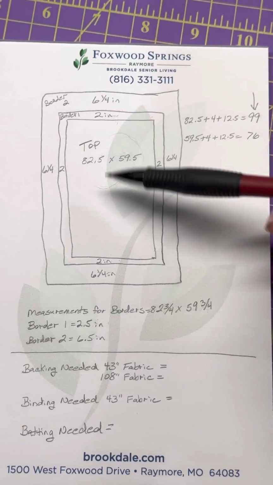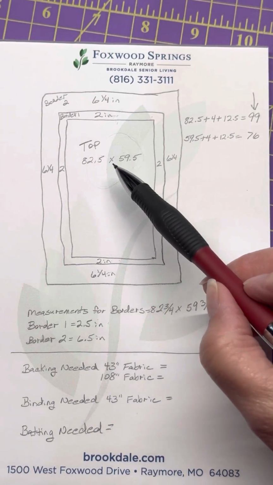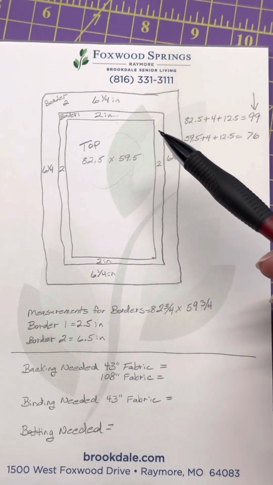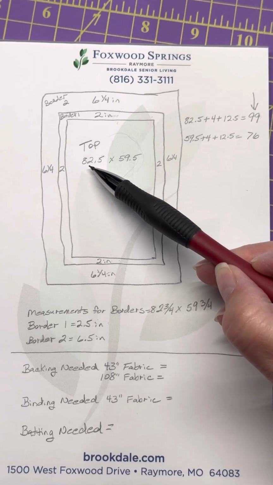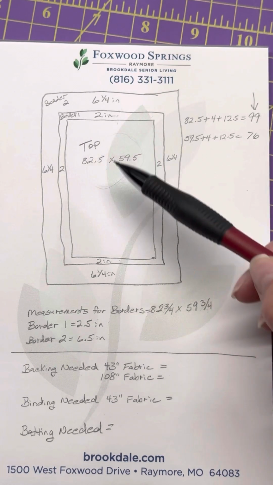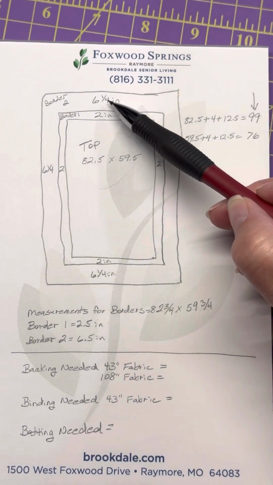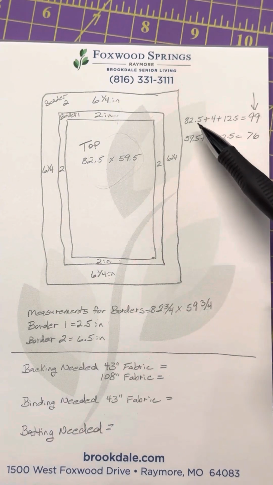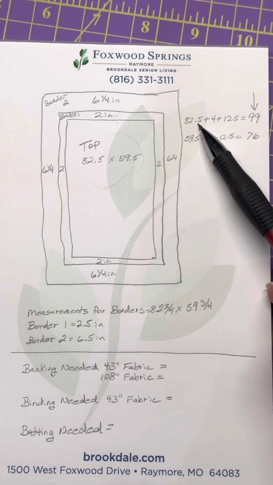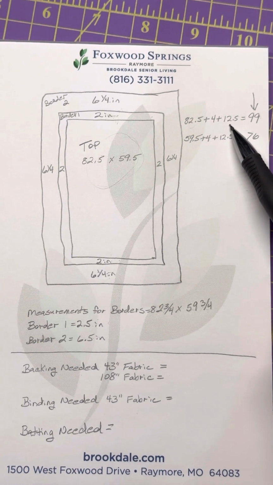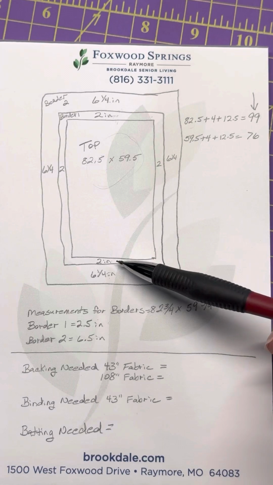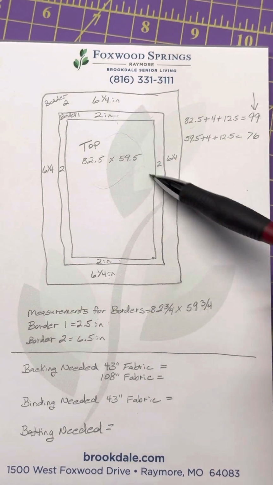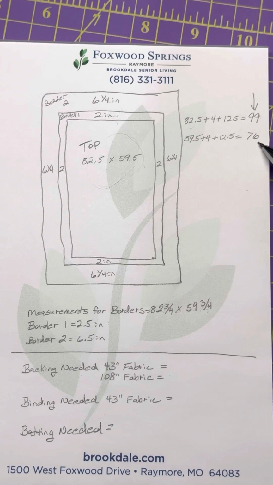Okay, so now that we have those numbers down, I need to figure out how big my quilt is. I can go measure it, and I did, but I wanted to make sure that my math worked, right? So I had 82.5 plus 2 and 2 plus 6 1/4 and 6 1/4. So here's the math: 82.5 plus 4 plus 12.5 is 99. And then 59.5 plus 4 plus 12.5 is 76. So my top should measure 99 by 76.